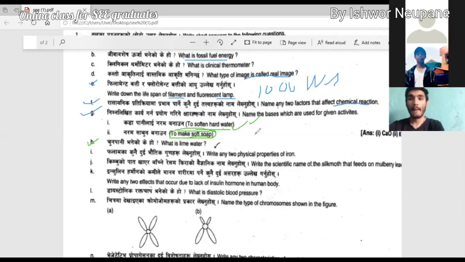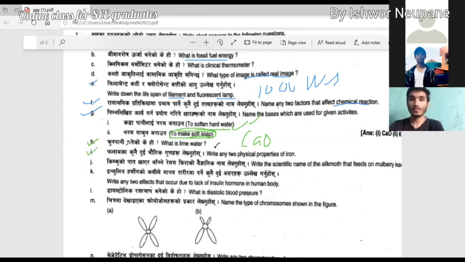Number H. What is lime water? When calcium oxide is dissolved in water, then the solution is called lime water.